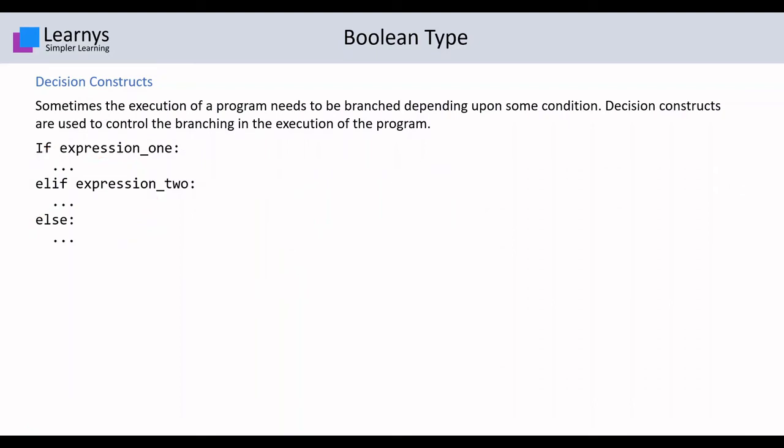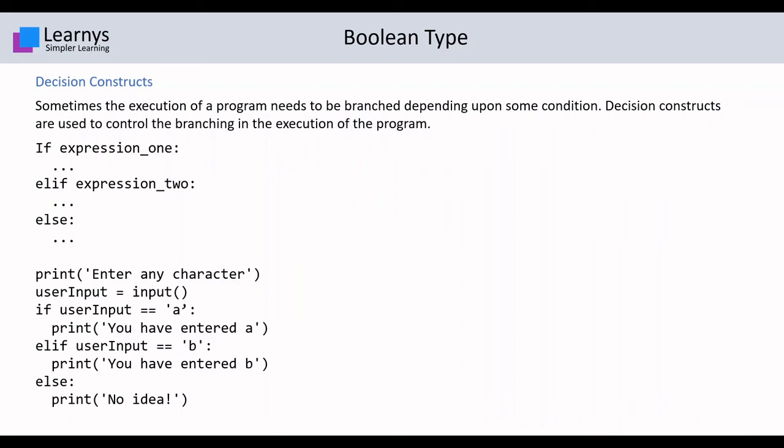Let's see a very simple code for understanding this. Let's say we have asked the user to enter any character and we are taking it using the input function. If the user input is equal to the character A, then it will be printed that you have entered A. Otherwise, if the input is B, then it will print that you have entered B. Otherwise, it will print no idea.